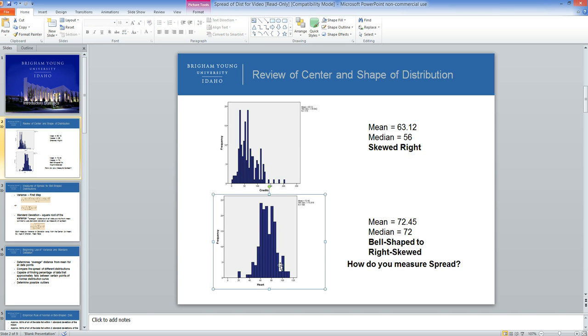And this here, it's hard to tell what this one is, especially with these outliers over here. But we look at the median and the mean, and we find that they're really close. So you could argue that it's either bell-shaped or a right skew distribution.